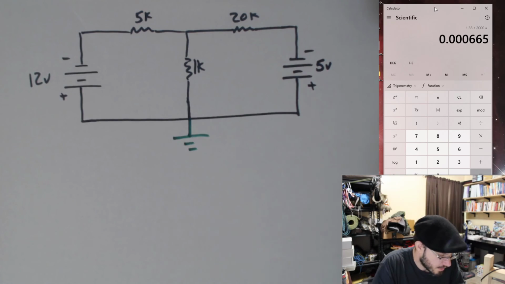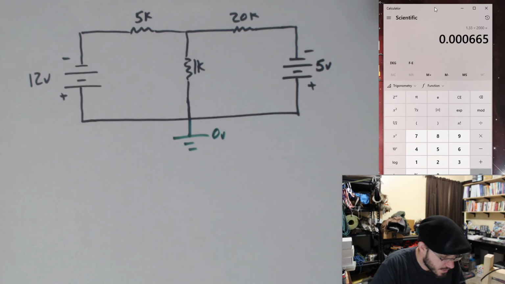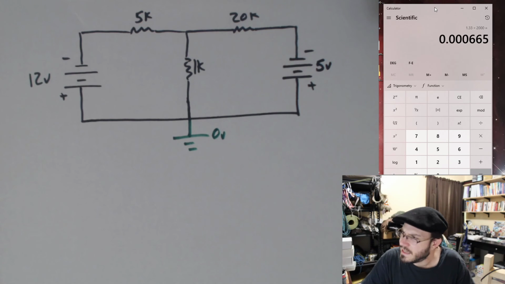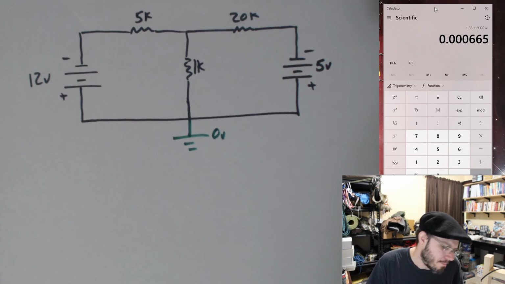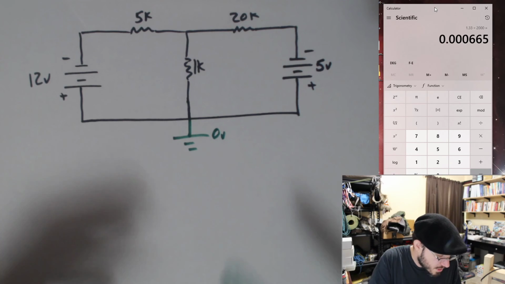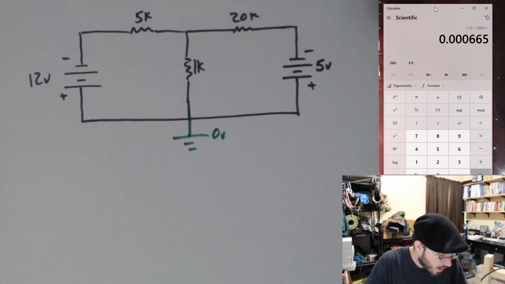Let's write it there. 0 volts. If what I've been saying thus far is correct, that it doesn't matter, then there should be no problem doing this. All right. So that takes care of step 1.